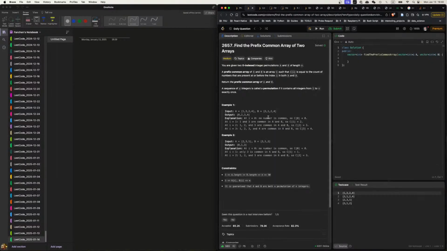Find the prefix common array of two arrays. We're given two integer permutation arrays A and B of length n. A prefix common array of A and B is an array C such that C[i] is equal to the count of numbers that are present at or before the index i in both A and B. Return the prefix common array.